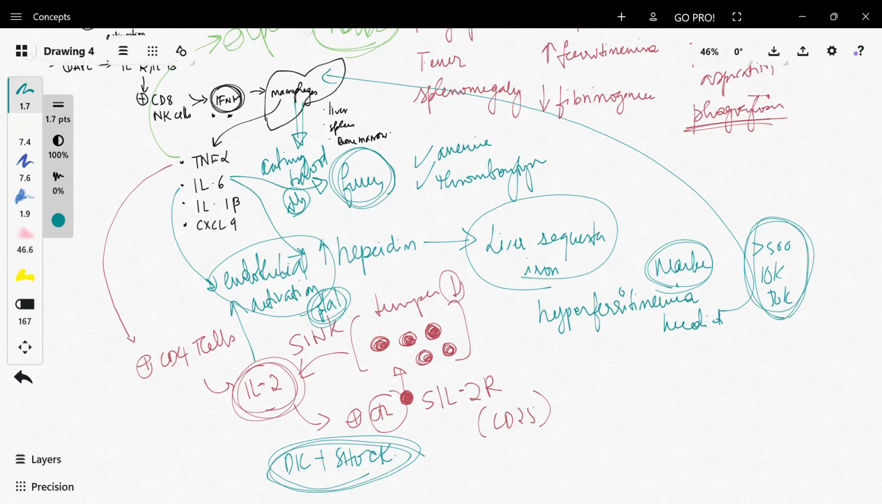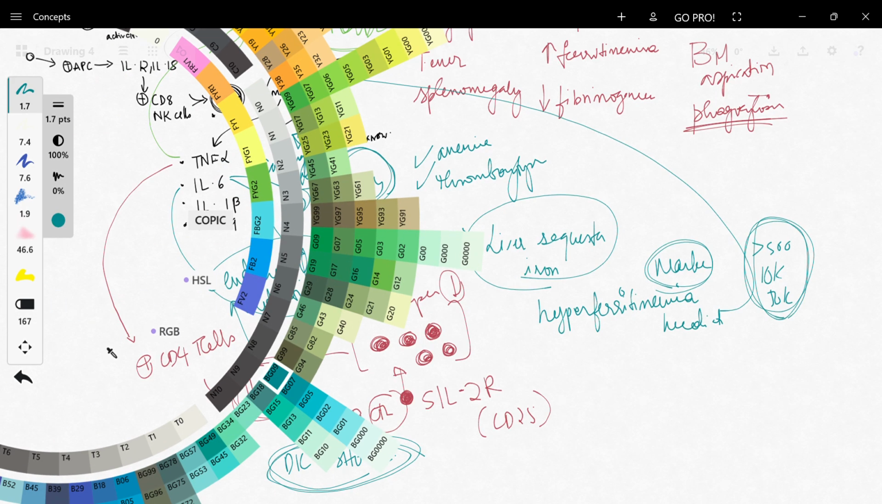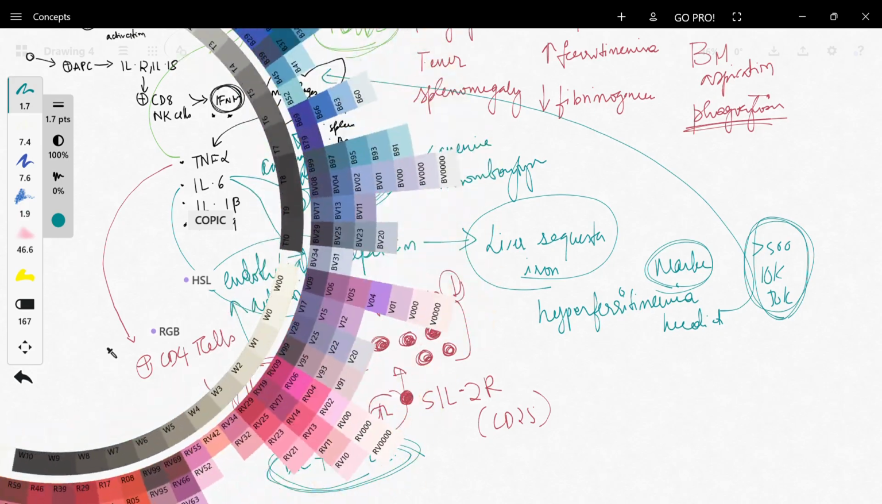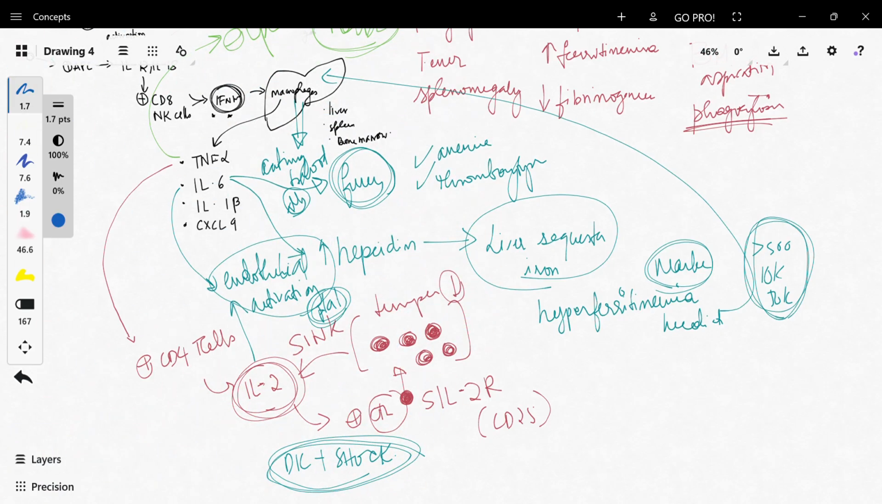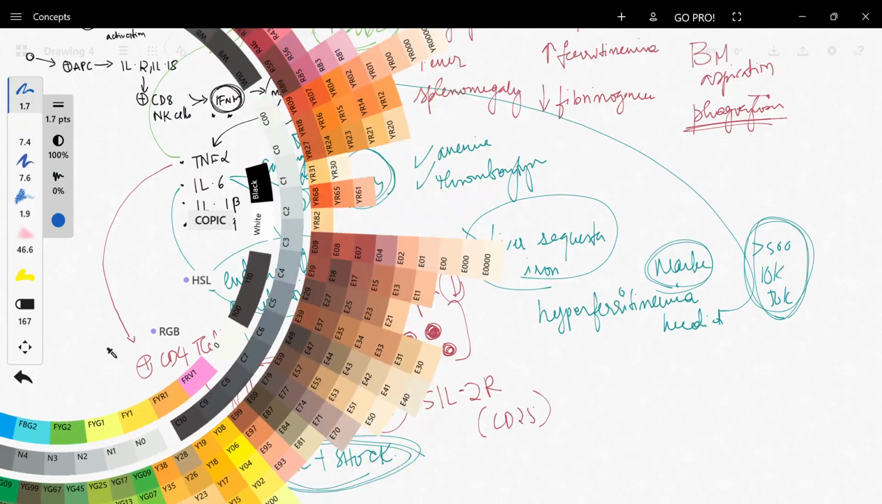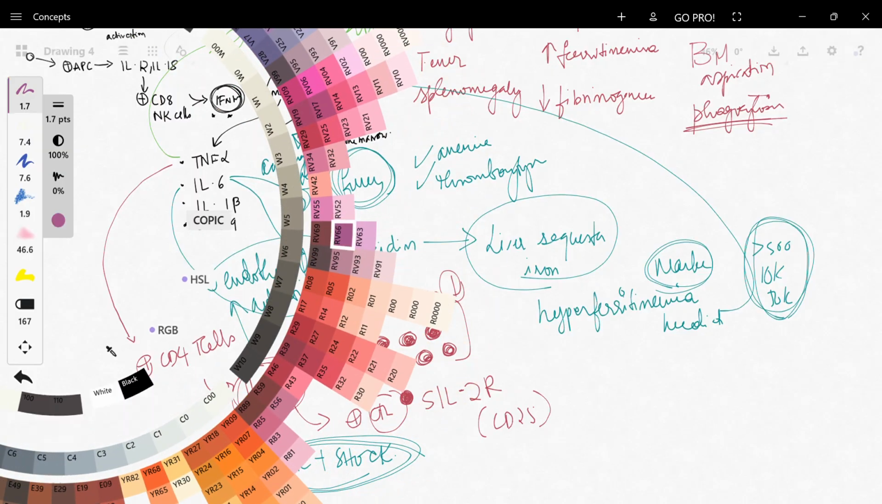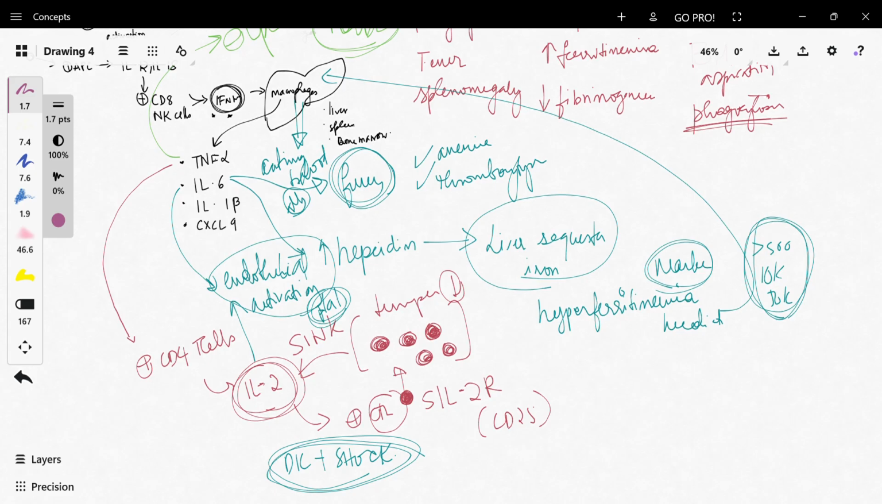Now, moving on to CXCL9. I'm going to change the color again so it's a little bit easier to follow along. The blue is not good enough. We have too much blue already. Let's go with purple. Okay.